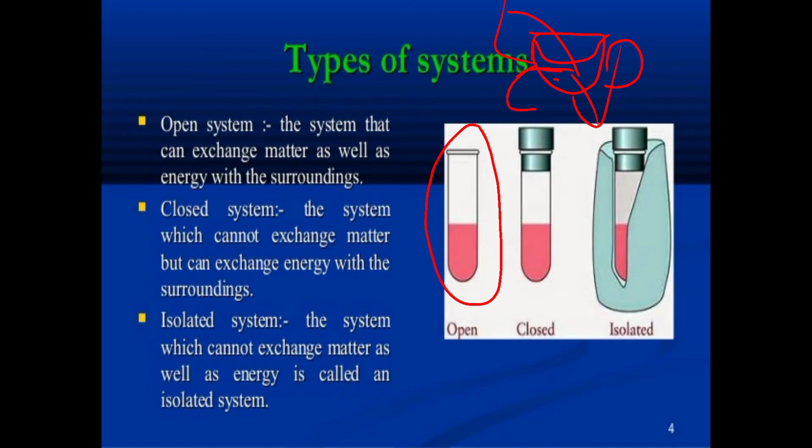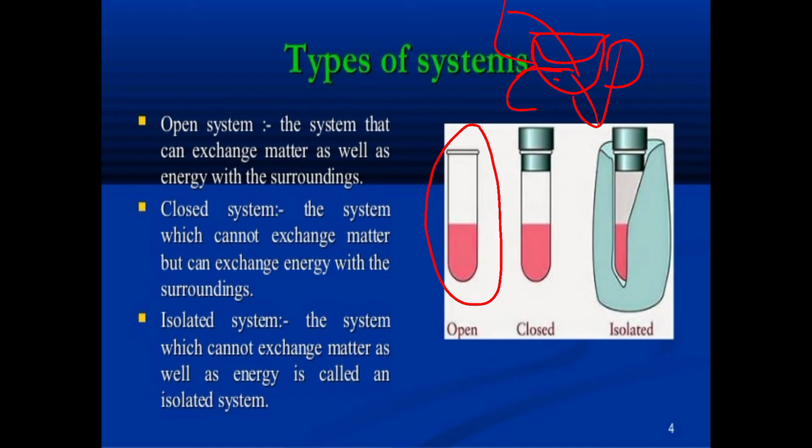Then what about the closed system? If our tea mug is having a cap, only the heat will exchange, but the matter cannot exchange, because it is having a closed lid. In our home we know there are so many vessels, flasks and all those things. After some time the tea will be cold, but the amount of the substance will not decrease. So it is the example for the closed system.